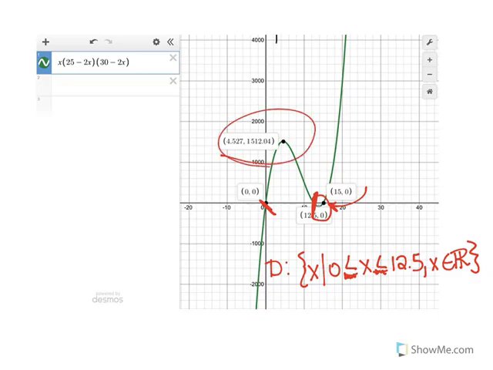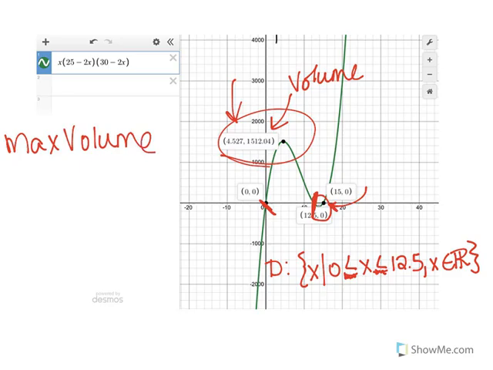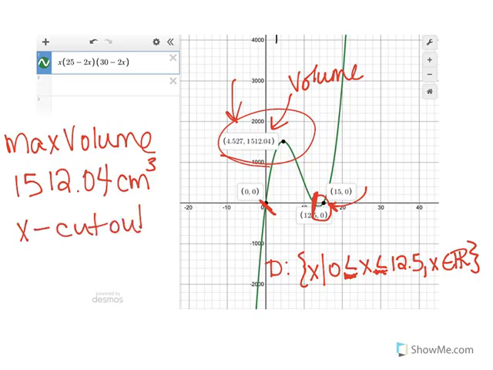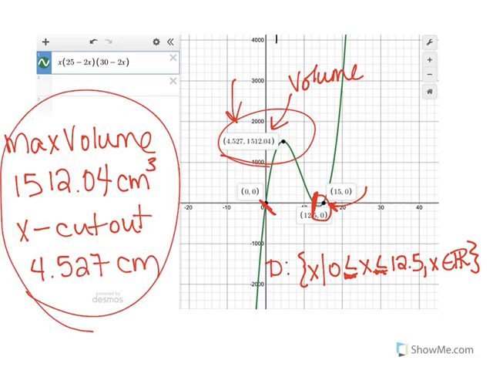The maximum volume is going to be right here. Our y values are representing the volume, and our x value is how much we should cut out. So the max volume that we can have for this cardboard box is 1,512.04 centimeters cubed, and the size of x to be cut out is going to be 4.527 centimeters. So that is the solution to that word problem.